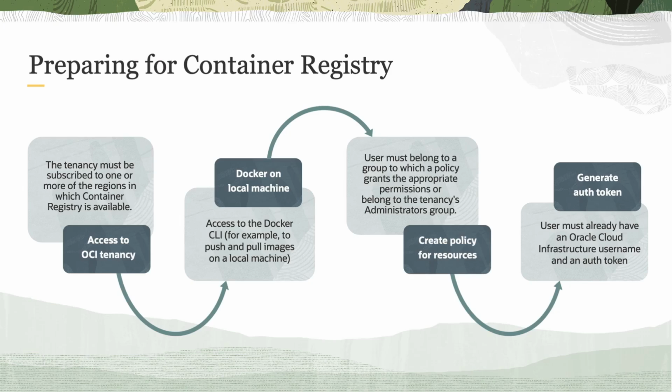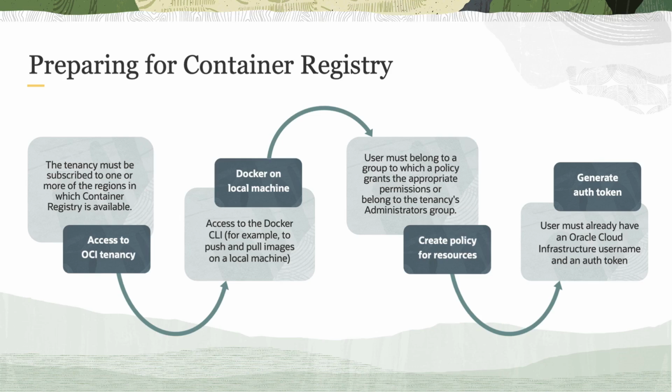Before you can push and pull Docker images to and from Oracle Cloud Infrastructure Registry, you need to have the following in place. The first thing is your tenancy must be subscribed to one or more of the regions in which the container registry is available. You can check the same within the Oracle documentation.